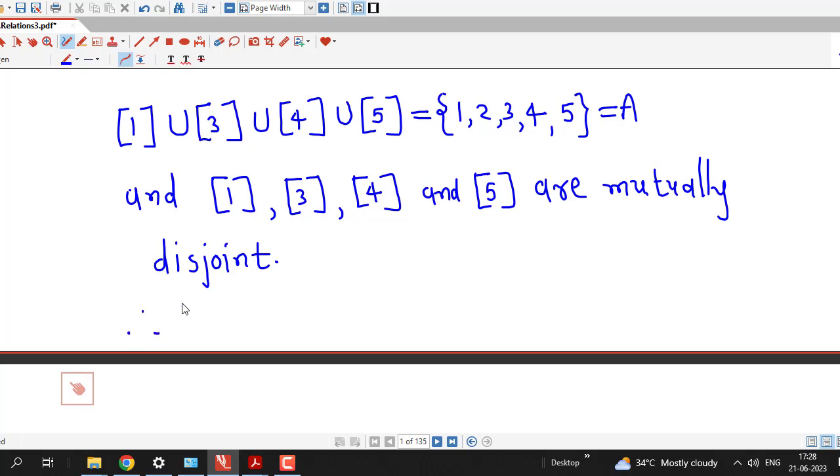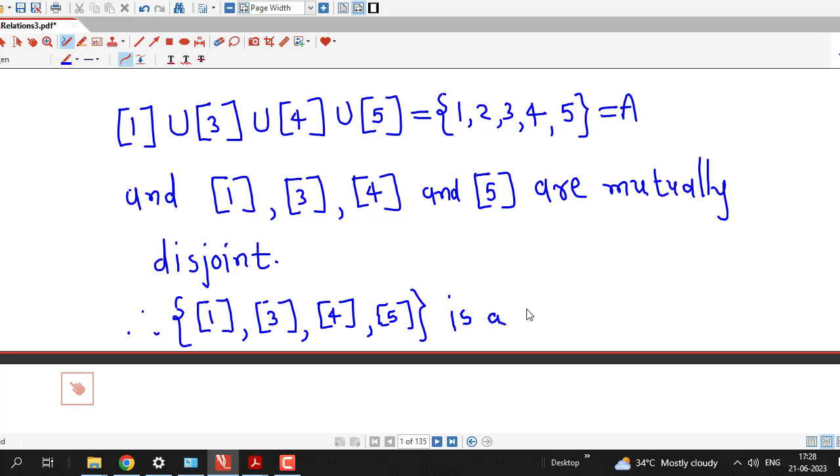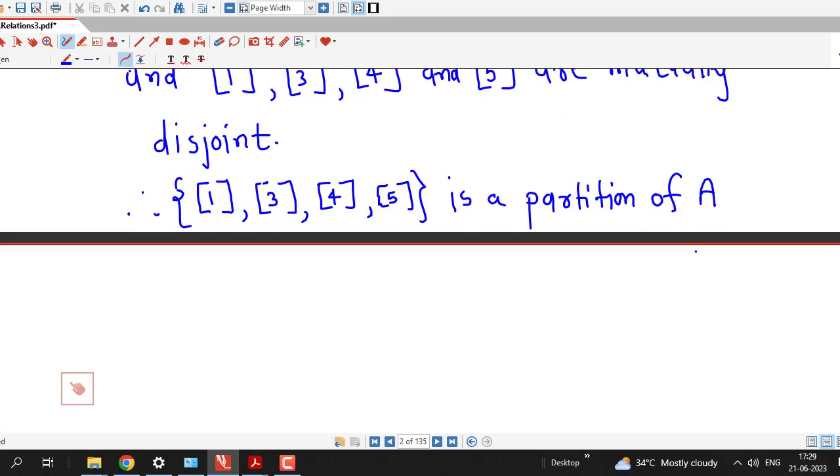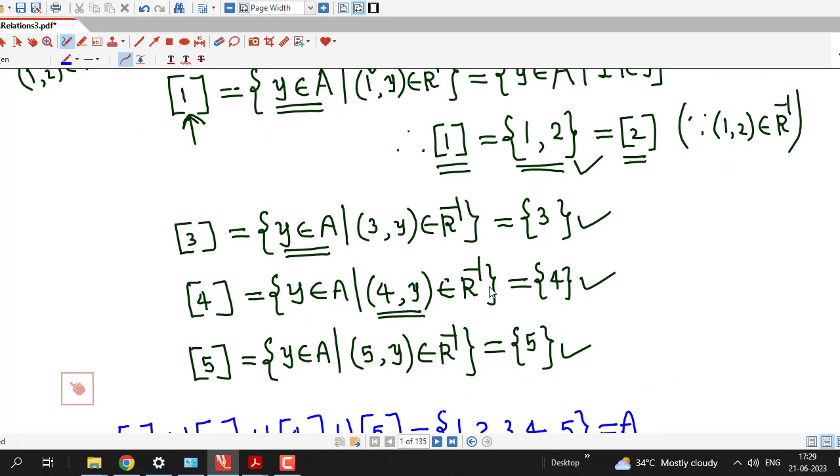So therefore, we can write that this collection of all these equivalence classes 1, 3, 4 and 5, this collection is a partition of given set A, partition of set A corresponding to relation R inverse, and this is the answer to the given question.